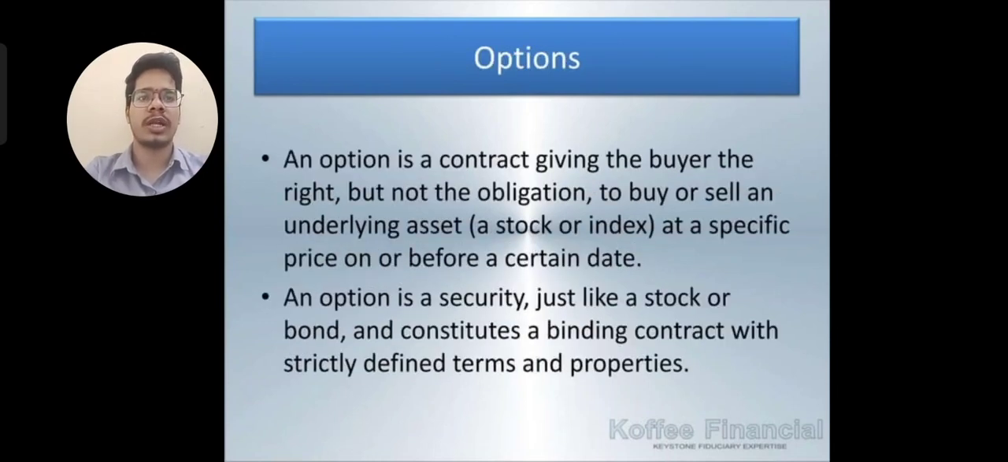An option is a contract giving the buyer the right but not the obligation to buy or sell an underlying asset at a specific price on or before a certain date. An option is a security just like a stock or bond and constitutes a binding contract with strictly defined terms and properties.